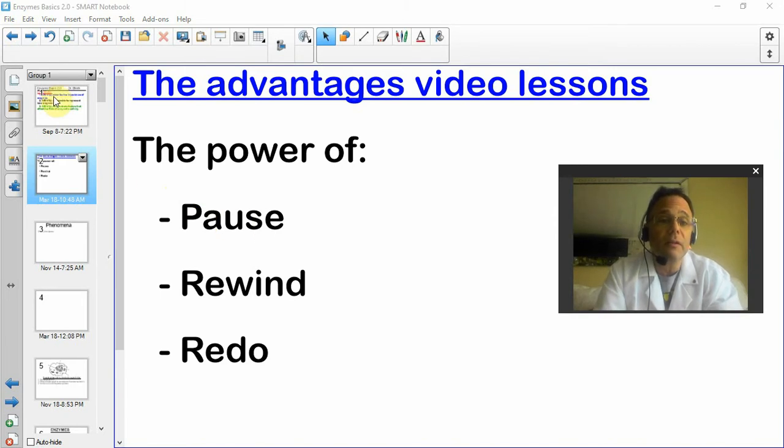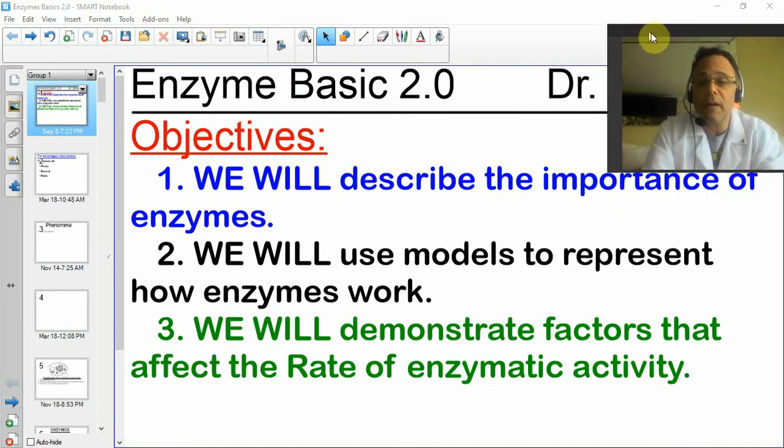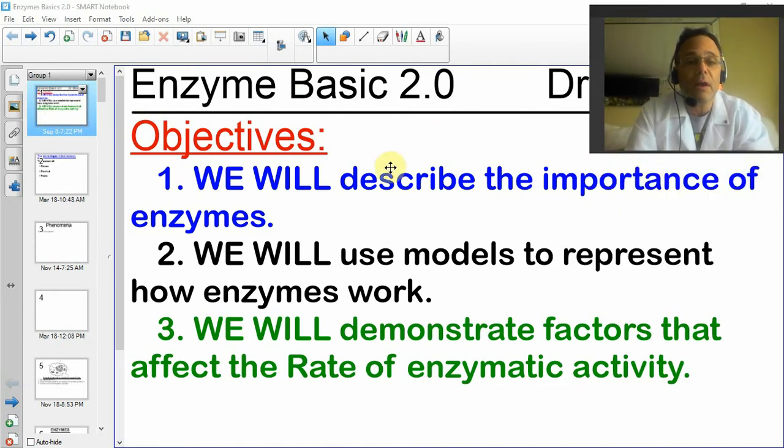So in this lesson, we will, let me keep on moving myself out of the way. I seem to be in the way often. But we will describe the importance of enzymes. We will discuss models to represent how enzymes work, and we will demonstrate factors that affect the rate of enzymes.